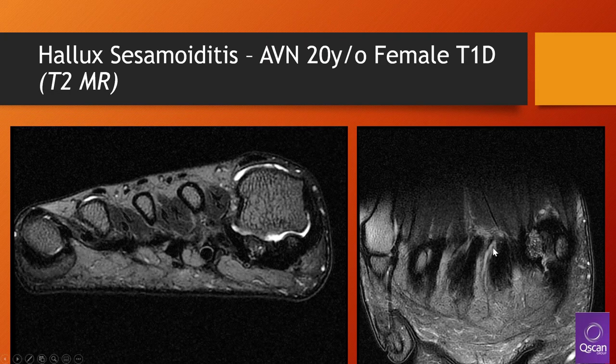I'll show you one more case and then we're done. So this is sesamoiditis caused by an avascular necrosis under the great toe. So just another thing to look out for if you're seeing fluid within this sort of fat pad, I guess. And that was caused by diabetes in this case.